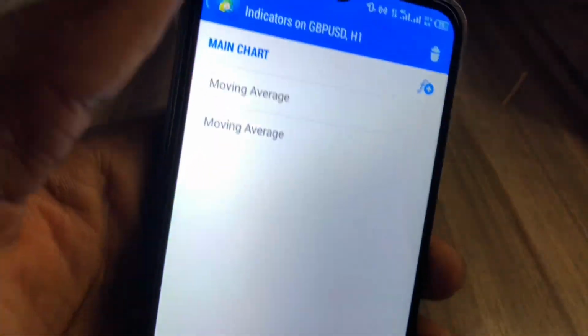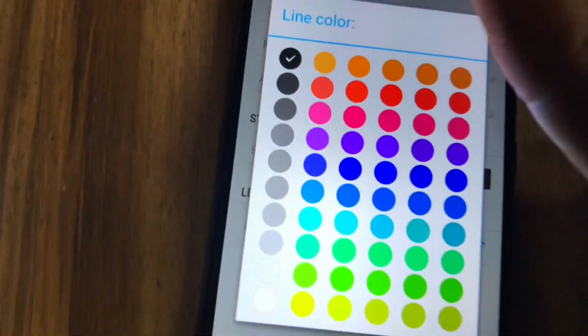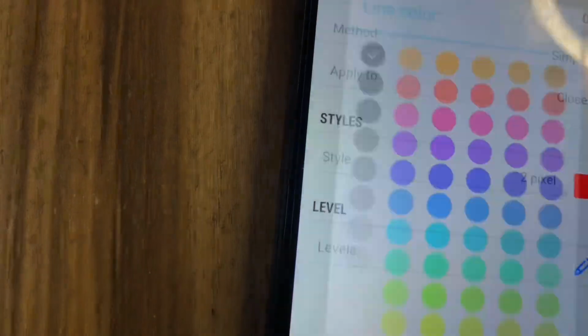Still again, what you need to do is add in another indicator right here. Go ahead and add in the moving average again, and change this to 20. Then you have to change the color to anything you like. So basically I'll go for red.